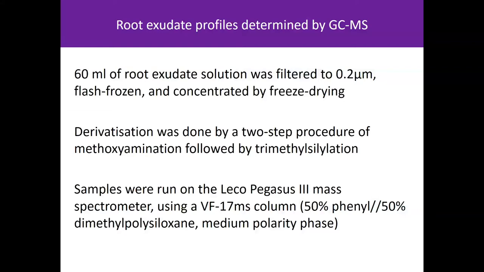So once we had the exudates collected, we filtered them to 0.2 micrometers to exclude any microbial biomass, and we froze these and concentrated them by freeze drying, and then these samples were derivatized and run on a GCMS to test for relative abundance of compounds.